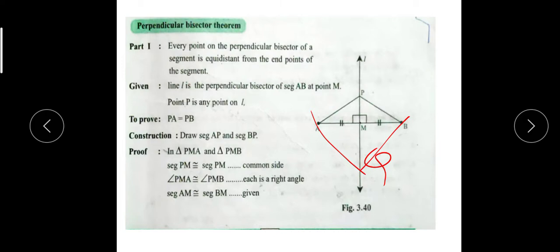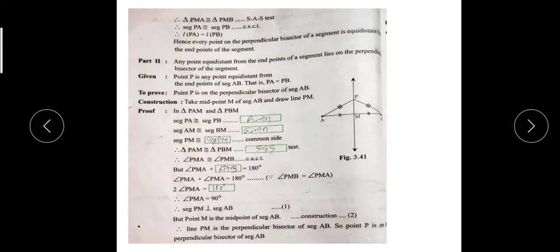Now we have to show these two triangles are congruent by the SAS test, and therefore these two triangles are congruent by SAS test. Their corresponding sides are equal. Therefore PA is equal to PB. Same as it is given here. Understood? Therefore they are equal by SAS test. Therefore PA is equal to BP. What is the reason? Corresponding sides of congruent triangles.